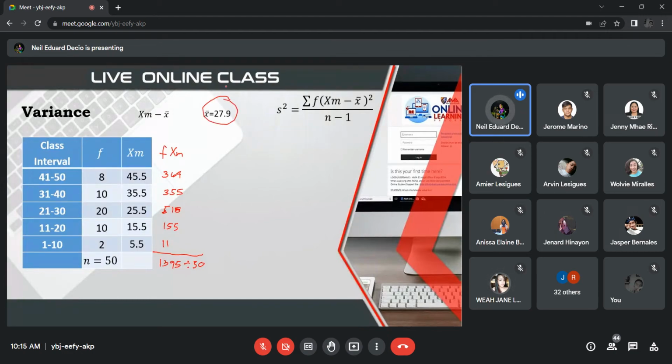So for all our XM values here, we subtract 27.9. Okay? I'm going to erase everything first.